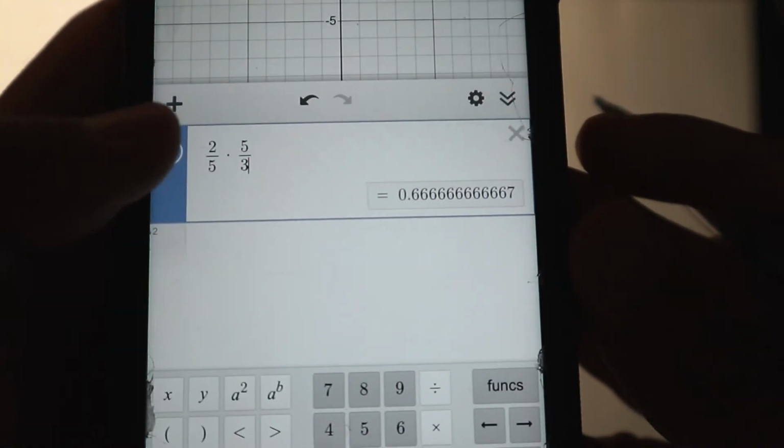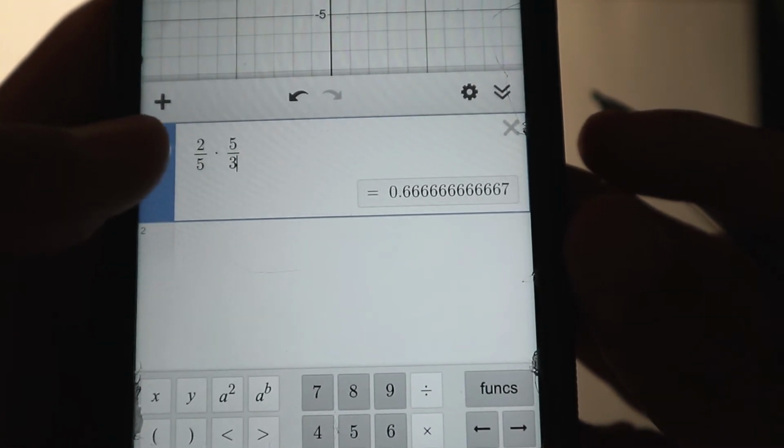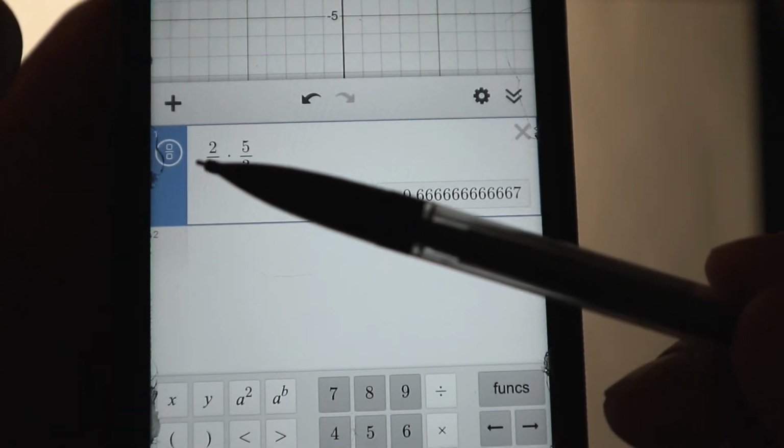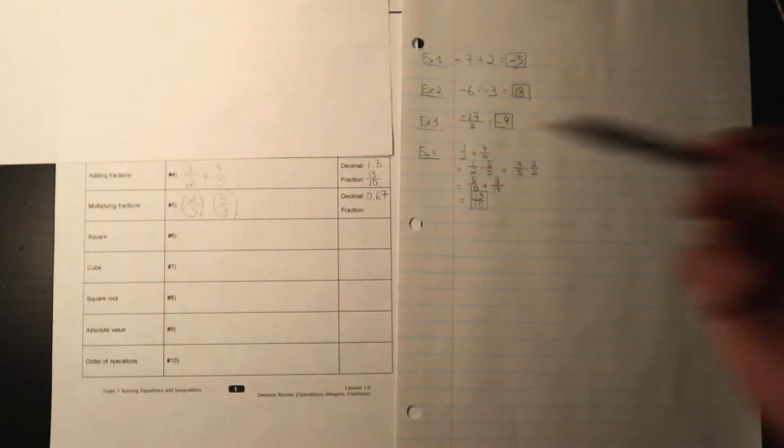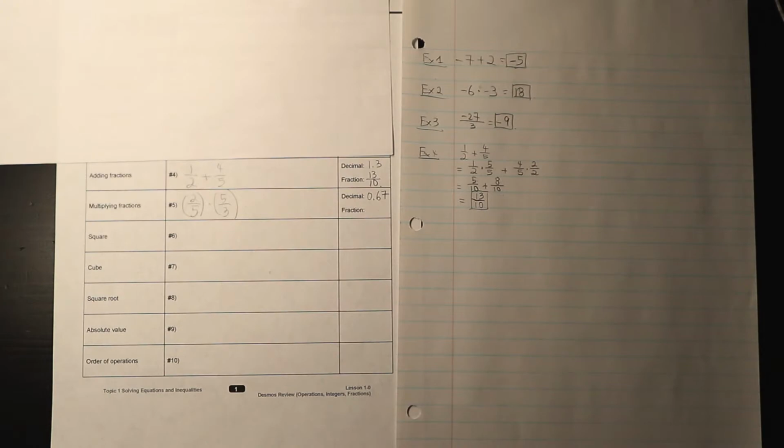And I want you to press this to give me a fraction answer. Could you press this button here? And then after that, this should come up as a fraction, and I want you to put the fraction answer at the bottom. Okay, I'm not going to show you the answer. I want you to do it by yourself.